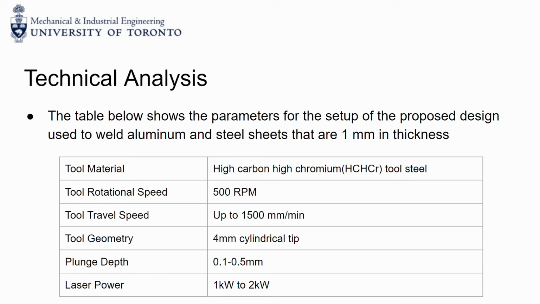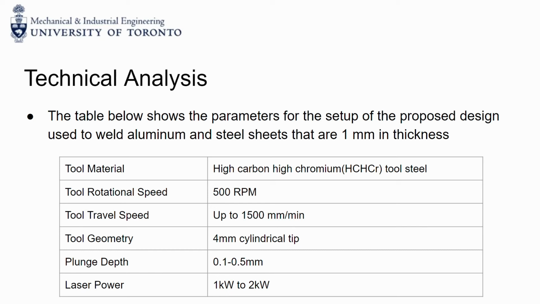To test the concept, we came up with some numbers for the parameters based on data we found from similar experiments in literature. And the potential setup is for performing a butt joint weld between 1 mm thick aluminum and steel sheets. So there are 6 main parameters that can be altered in the process. The tool material is the same as the one used in conventional friction stir welding, so a high strength material, which we've chosen as high carbon, high chromium tool steel.